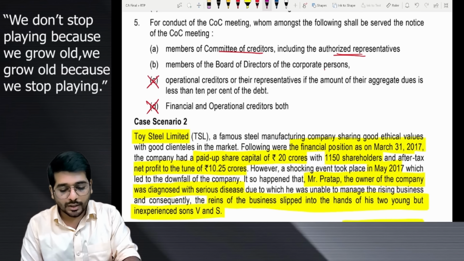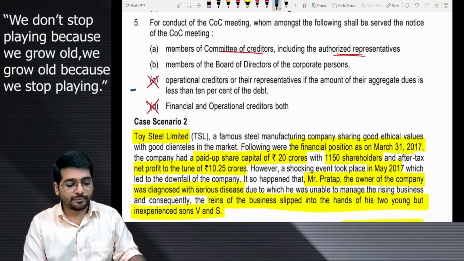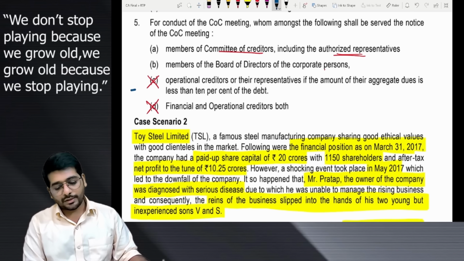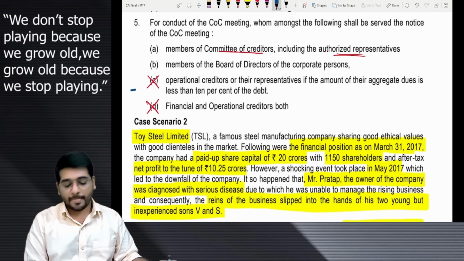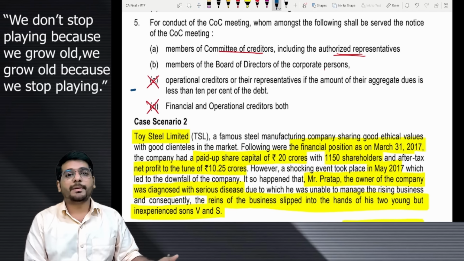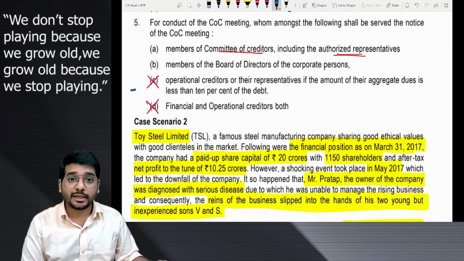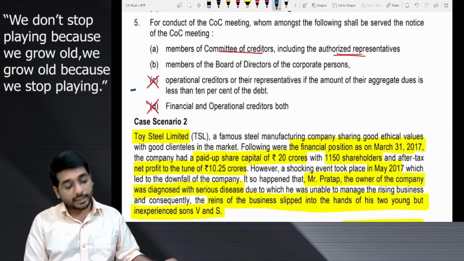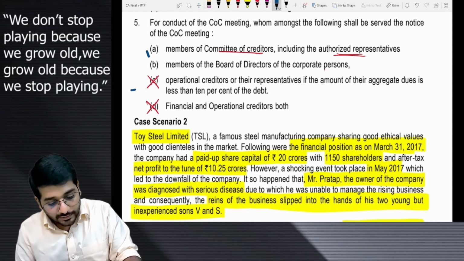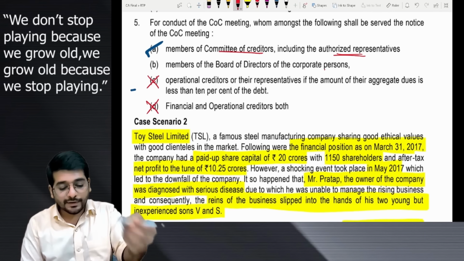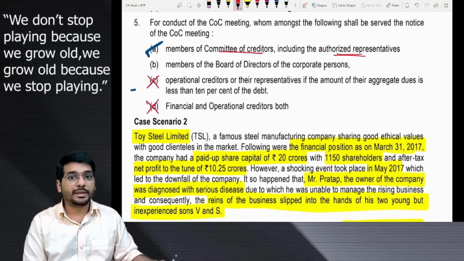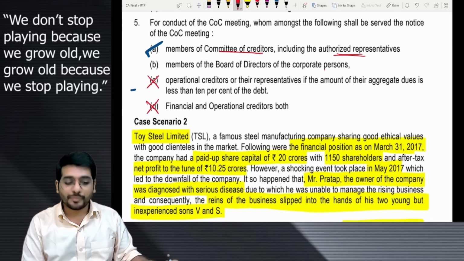Let's analyze. What are they saying in the first and second answer? First, members of the committee of creditors should be invited. Of course, it is a meeting of COC, so they will definitely come. Including any authorized representatives. If they are appointed authorized representatives for operational creditors, they will also come. So there is nothing that I can do over here. This looks correct. Let's find a loophole if there is there in the second one. Otherwise, this MCQ is wrong for me.